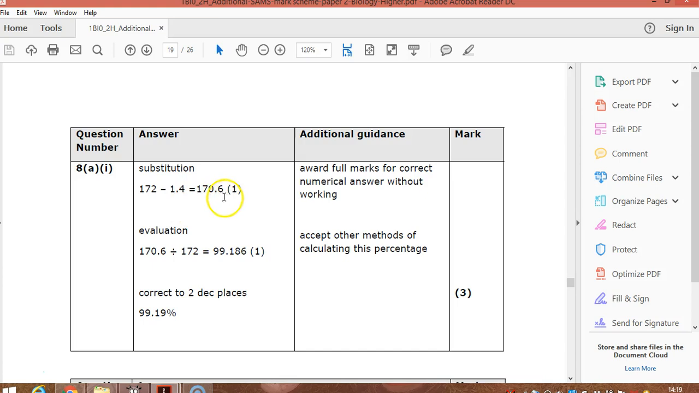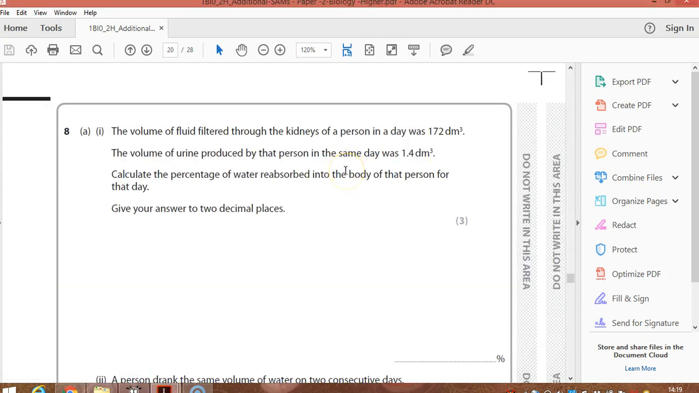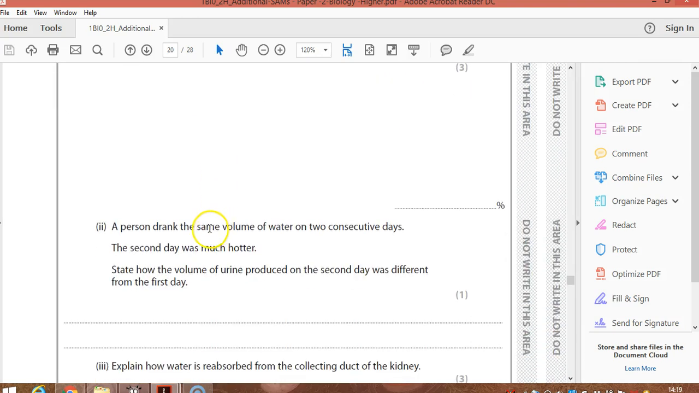So what you do is you do 172 take away 1.4, because that's how much is reabsorbed. The urine is the one released. And then you do the change divided by the initial amount, and then you express it to 2 decimal places. So there you go. That's 3 marks on a percentage change, or 2 marks really, and 1 mark for knowing your decimal places. So that's 4 out of 100 marks on percentage change.